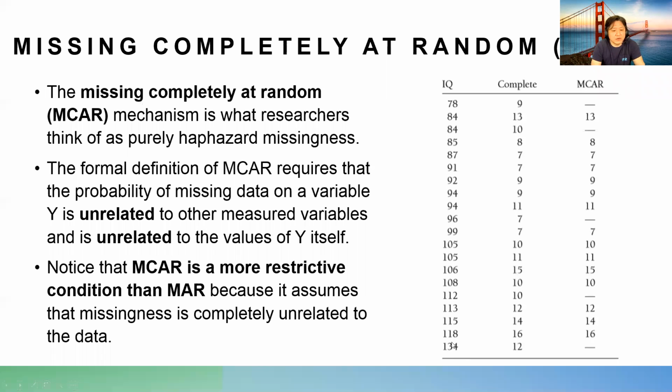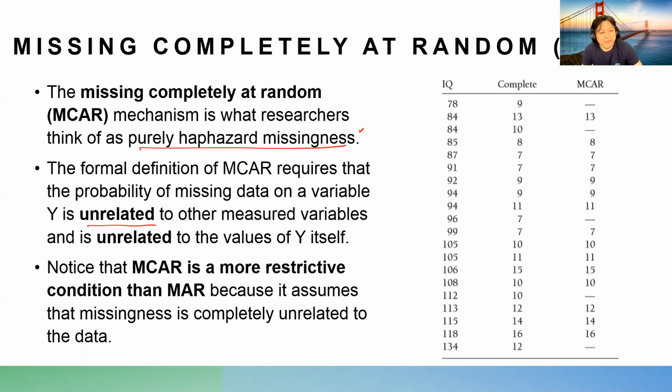Missing completely at random is just like its name: completely at random. It is like flipping a coin. If you flip a coin, it's 50%, 50%, right? It's totally random, a purely haphazard missingness. The formal definition of MCAR, missing completely at random, requires that the probability of missing data on the variable Y is unrelated to other measured variables. So your missingness is not related to other variables, and also not related to the variable itself.